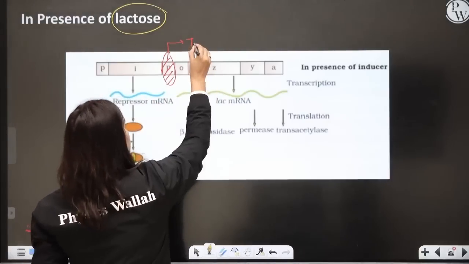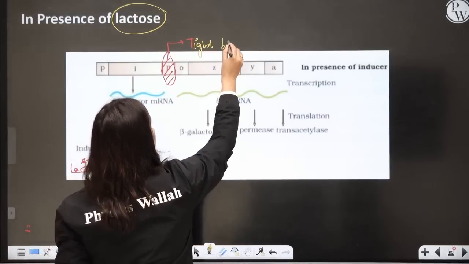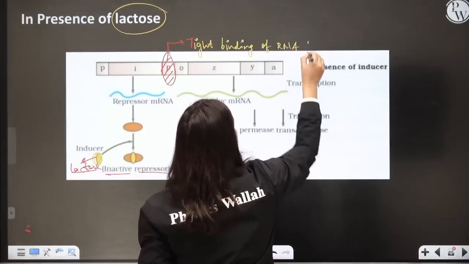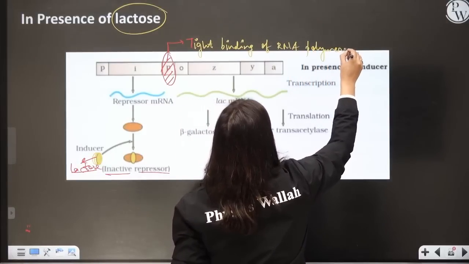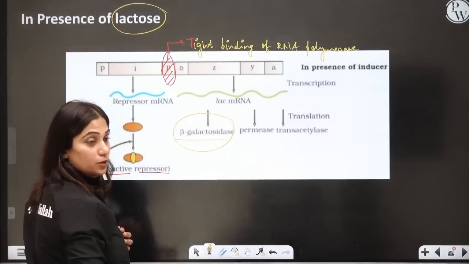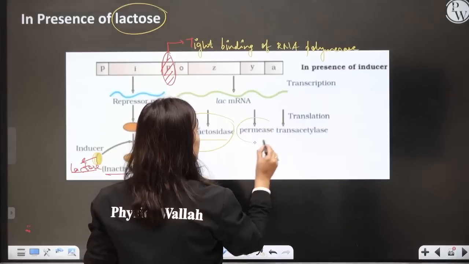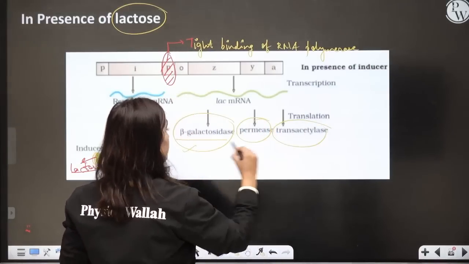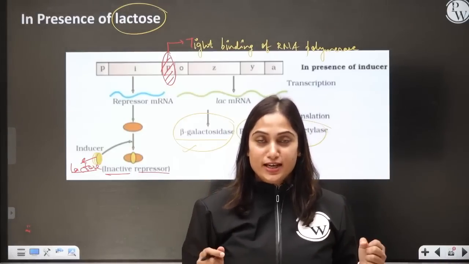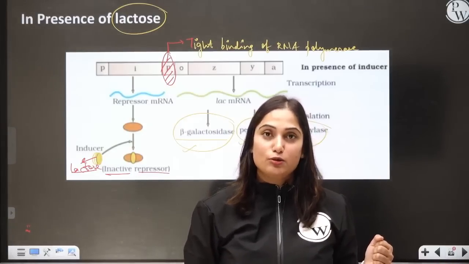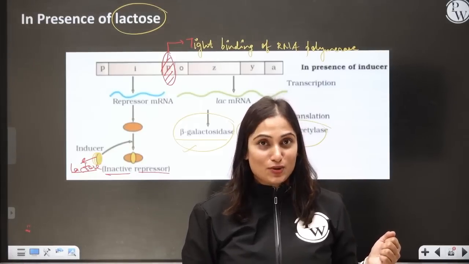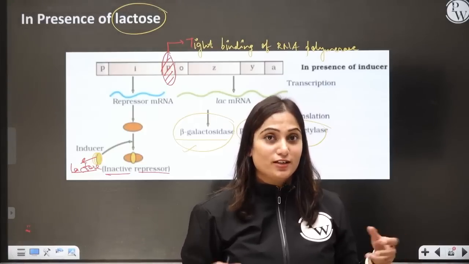And when there is tight binding of RNA polymerase with the promoter of the structural genes, then the structural genes would be transcribed and the enzymes would be formed. 3 enzymes would be formed: beta-galactosidase, permease, and trans-acetylase. Beta-galactosidase is responsible for the breakdown of lactose into glucose and galactose. Permease increases the permeability of E. coli towards lactose, and trans-acetylase is responsible for the transfer of the acetyl group.